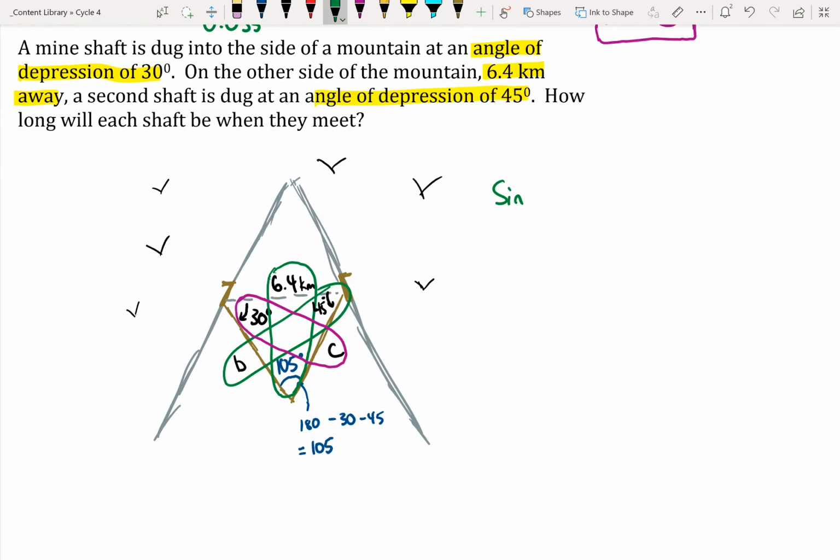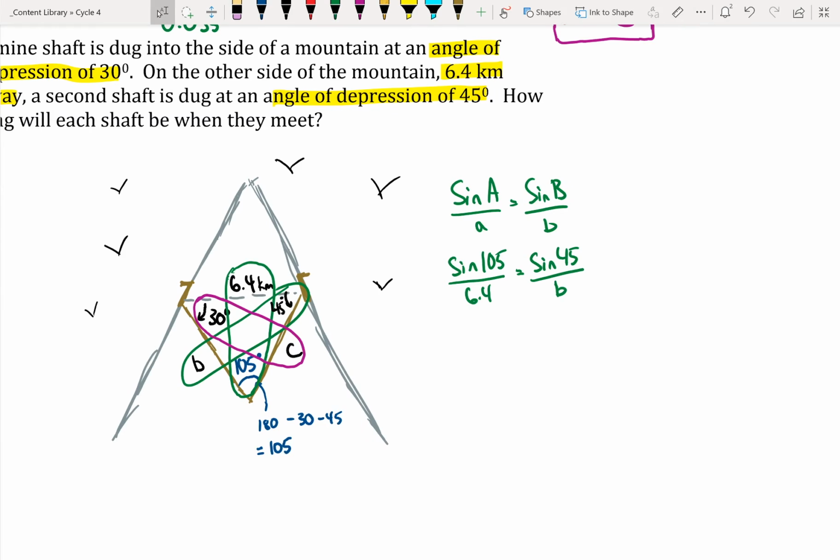So for the first side, we'll call it sine A over little a equals sine B over little b. I know my known pair is sine 105 over 6.4. Sine B, I know that angle is 45, over an unknown side. And that's where I'll leave it, but again, you can go through and follow the same steps, similar to the last question that we did as well.